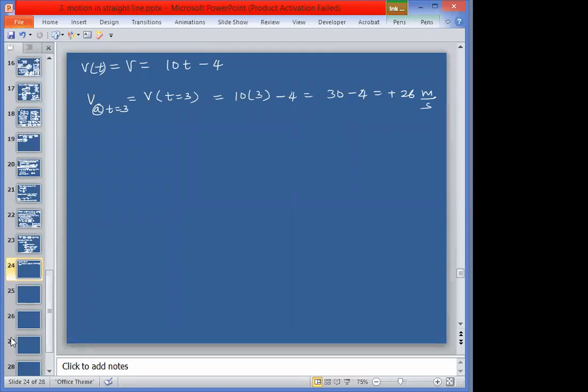Clear? Written? Very simple. Velocity as a function of time is known, then what is the velocity when time is 3 seconds? Put the value of time as 3 second and get the value of velocity. Put the value of time and get the value of velocity. It was this simple.